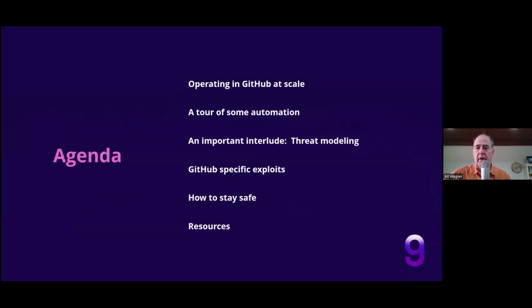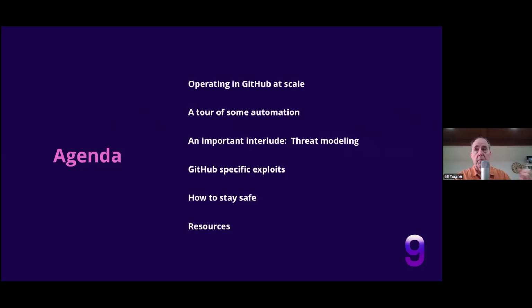So operating at scale and GitHub. Now I'm going to give you a tour of some of the automation that we use in different places on different repositories that we have. Some are code repos, some are the documentation repos, some are pretty much just spaces for us to store things.